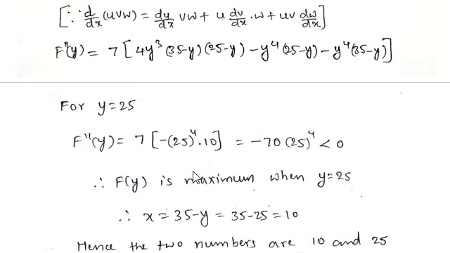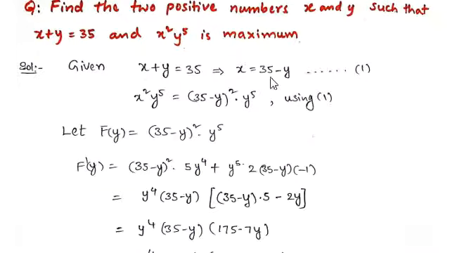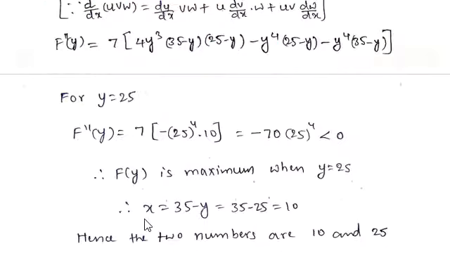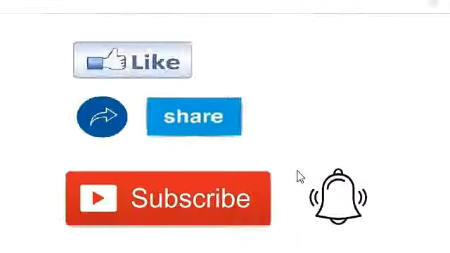From the first line we have written x as 35 minus y. So x is 35 minus 25, which is 10. So x value is 10 and y is 25. So the two numbers are 10 and 25.